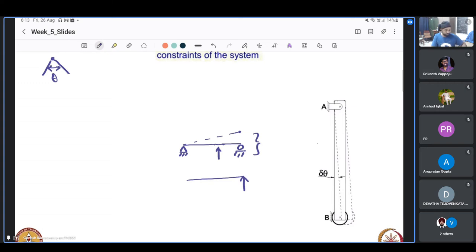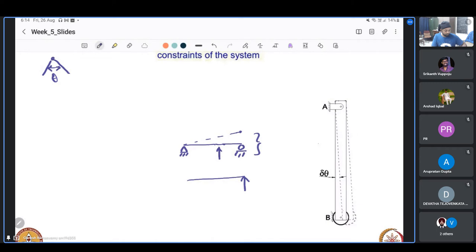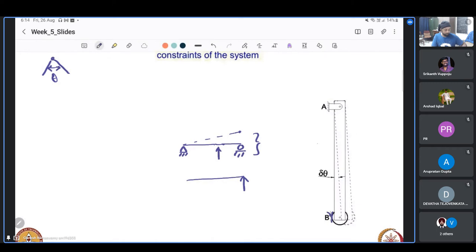So if we see this example, there is a roller that is supported by this wall B, and we have introduced a virtual rotation such that the contact is lost. So this is not to be considered as a case of consistent virtual displacement. It is not consistent with the constraints of the system. What are the constraints of the system? The roller support offers a reaction like that when there is a force like that. So this is what is to be seen.